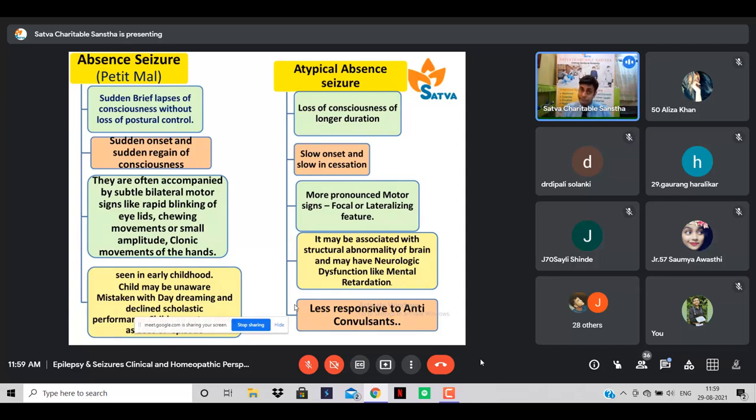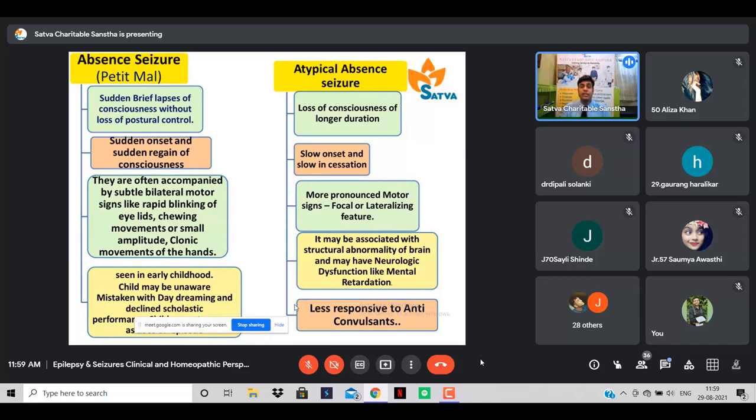So in absence seizure, there are sudden lapses of consciousness, meaning loss of consciousness without loss of postural control. It is sudden, but very brief, very short lasting. Like I'm looking at you and suddenly I'm aware, okay, I come back to normal. It is hardly a few seconds, less than 10, 20, 30 seconds. I will look at you, you count for 5, 10. Hey, what has happened, Dr. Rakesh, what has happened? And I'm back to original consciousness.